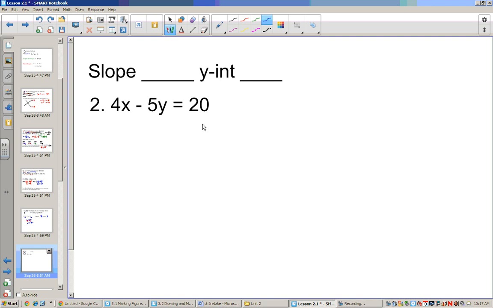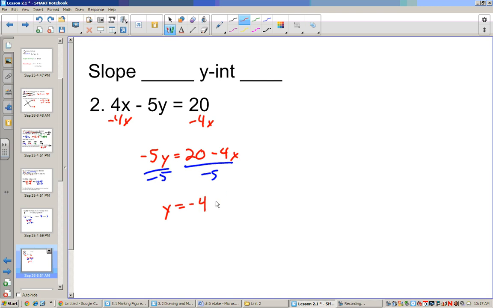So try this one on your own, pause the video, and see if you get the same answer that I do. All right, what you do is subtract 4x on both sides, leaving -5y is equal to 20 minus 4x. Now we divide both sides by -5. So now I have y is equal to 20 divided by -5 is -4. -4 over -5 is going to be positive 4/5 x. So my slope is the number in front of x, which is 4/5. My y-intercept is -4.